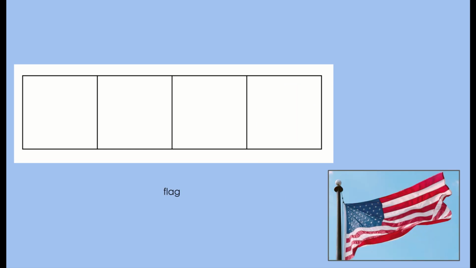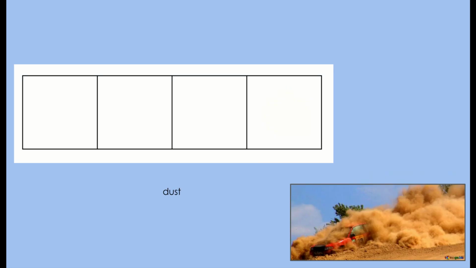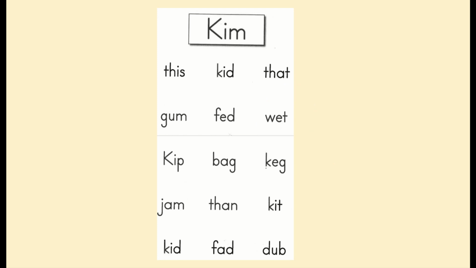The next word, flag. Flag. The next word, dust. D-U-S-T. Dust. Now let's practice reading some words. We're going to sound them out and then we will say them fast. Watch as I demonstrate the word in the box. K-I-M. Kim.